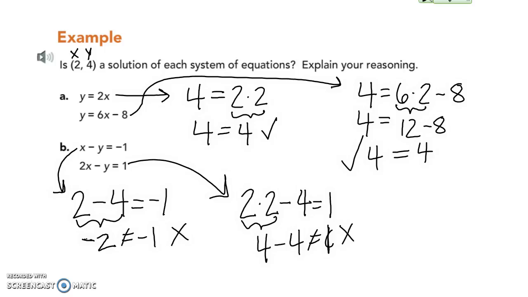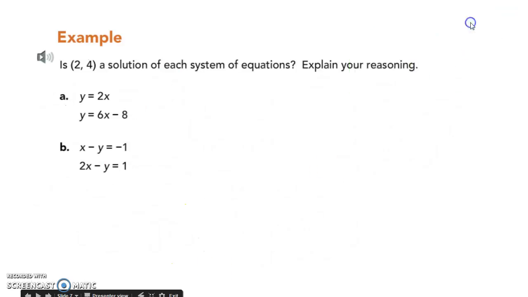So no. So that's how you can tell one that is a solution of a system of linear equations. When you plug in the ordered pair and it works. If you plug it in and it doesn't work, then that's not a solution to the system of linear equations.